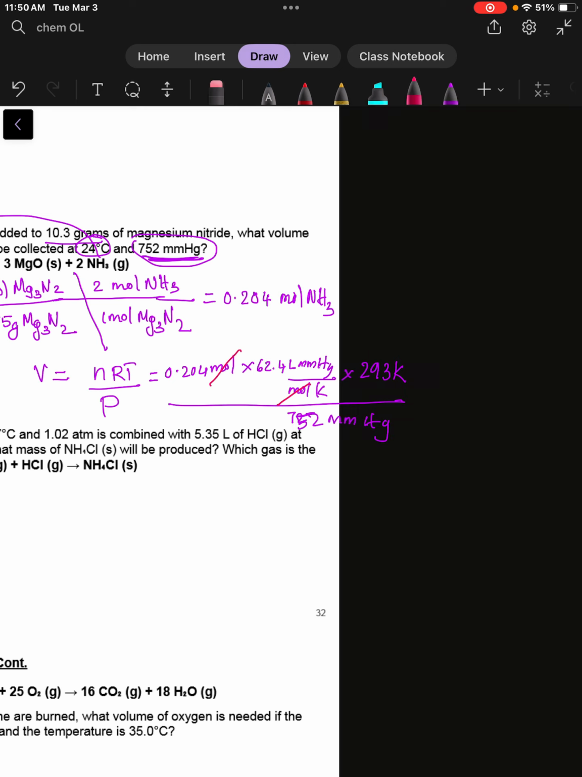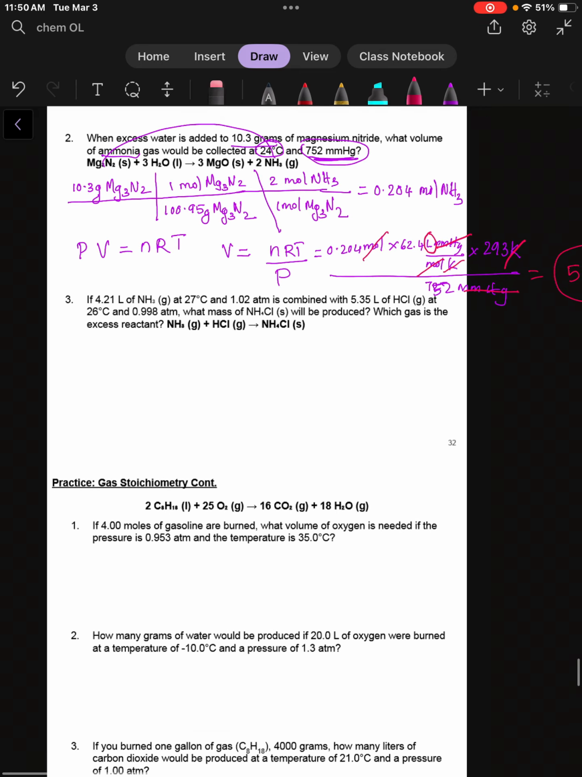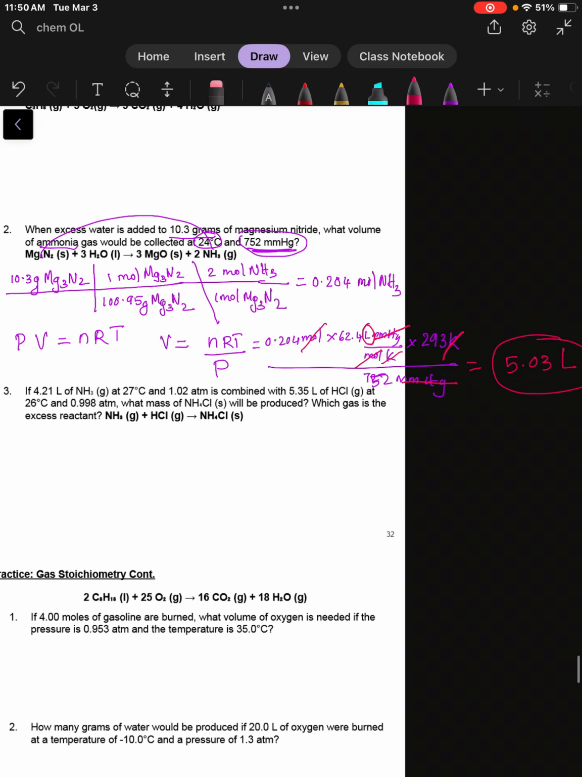Now multiply and divide and you will get the answer in liters. If anyone is curious, mole and mole cancel, millimeter of mercury cancels, K and K cancel, so the only unit remaining will be liters. So it will be 5.03 liters. So that's how we are doing gas stoichiometry.